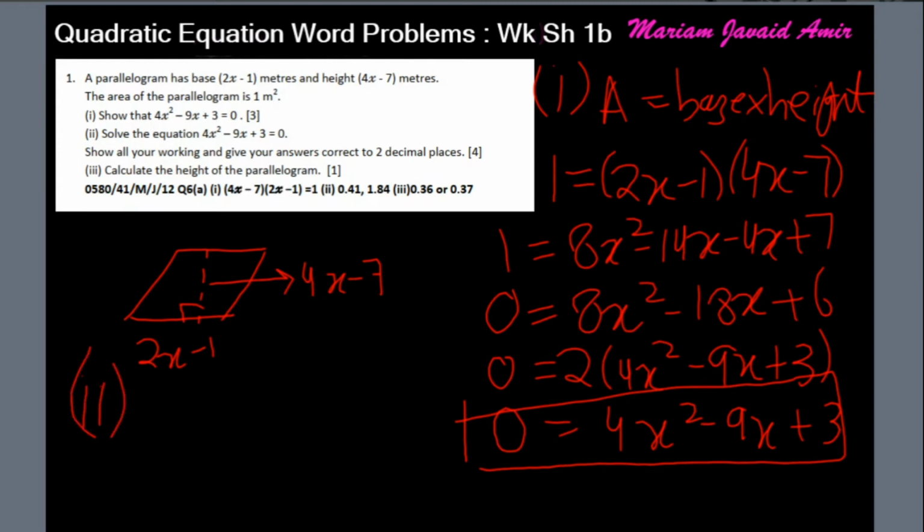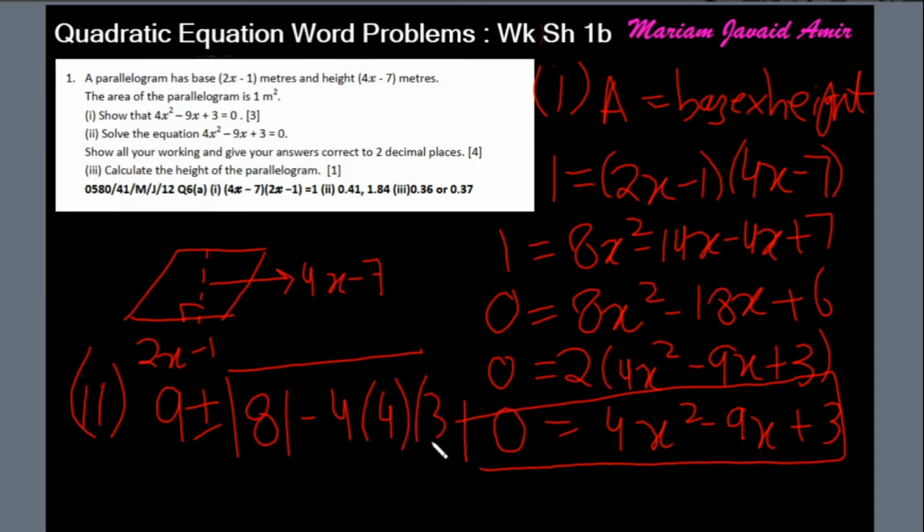So apply quadratic formula, which is minus b. So b is minus 9. So minus b will become 9. Plus minus root of b square, 9 square, or minus 9 whole square is 81. Doesn't matter if it's 9 or minus 9, square of it will be 81. So b square minus 4 times a is 4 and c is 3, divided by 2a. So 2 times 4. Solve this and you will get this answer rounded off to 2 decimal place like asked in the question. So let's simplify this a little bit.